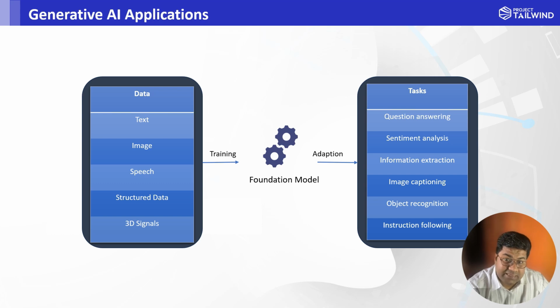The next could be sentiment analysis, which is all about gauging emotions in the text, in social media feeds, for example. The next one is information extraction, which is about pulling very specific details from larger datasets, like a book. The task can also be image captioning, which is all about describing images with relevant text. The last one is object recognition, identifying and classifying objects within images, and then executing tasks based on textual commands.